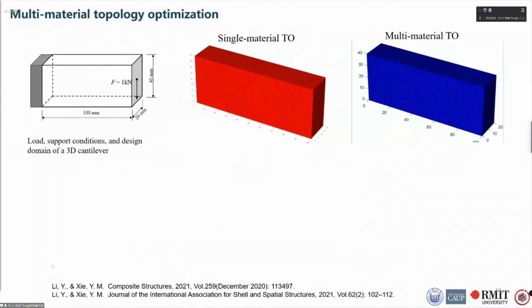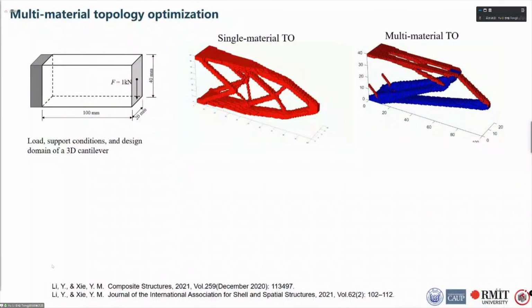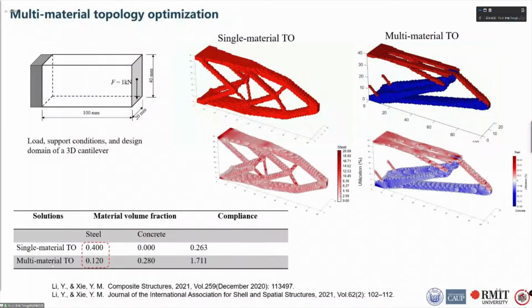Similarly, this multi-material BESO algorithm is also applicable to 3D structures. Here, based on a 3D continuum, single material topology optimization and multi-material topology optimization are performed. It can be seen that in the single material solution, the structure is symmetric, and the steel material is allocated in both tensioned and compressed areas. Whereas in the multi-material solution, the structure is not symmetrical up and down, and the steel material is only in tension. In this way, about 70% of steel can be saved compared to the single material solution.